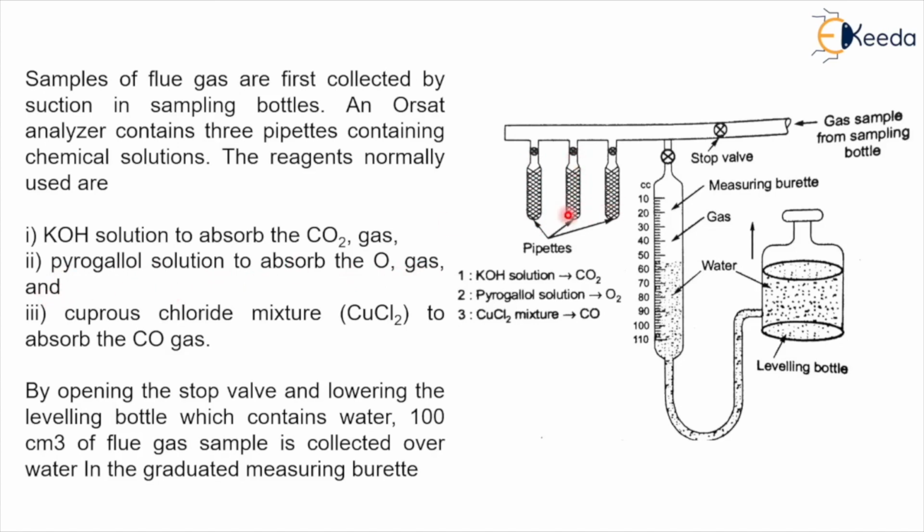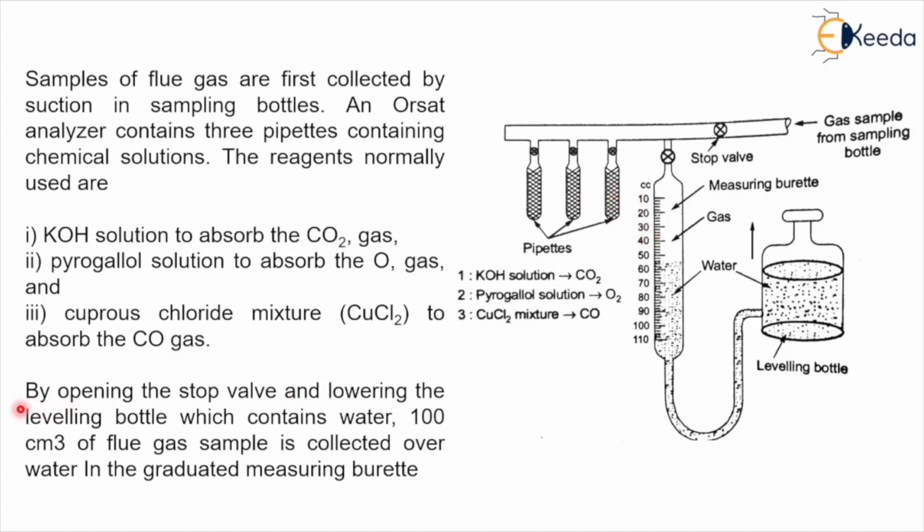This is the second pipette and it will absorb the O2. In this, pyrogallol solution is present and this pyrogallol solution will absorb oxygen. This is the third pipette and in the third pipette, cuprous chloride (CuCl2) mixture is present and this will absorb the CO gas, carbon monoxide. Okay, how will it work?